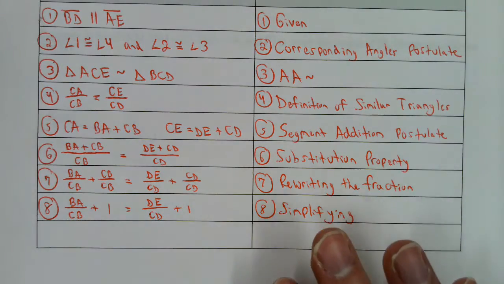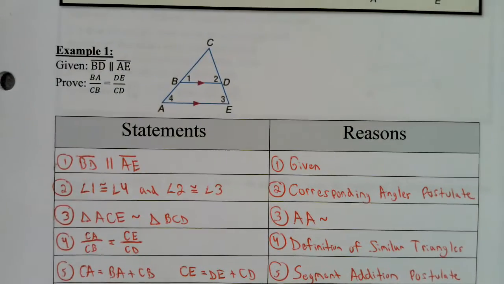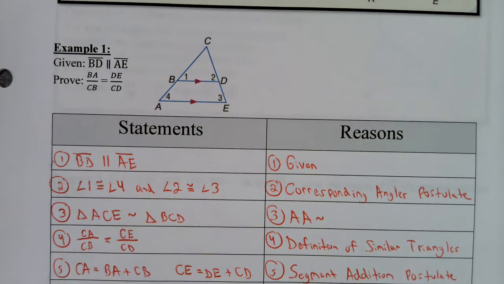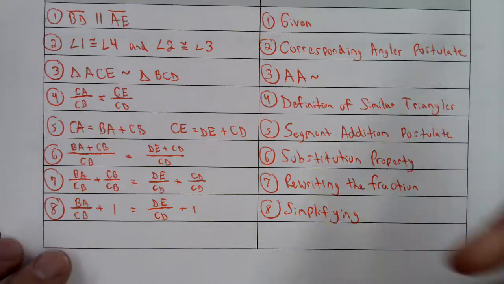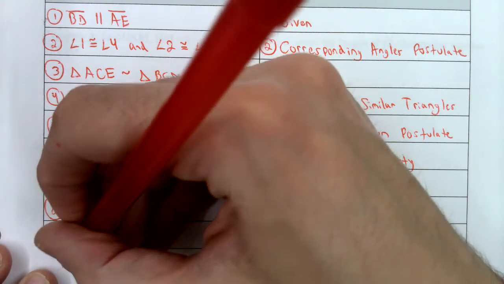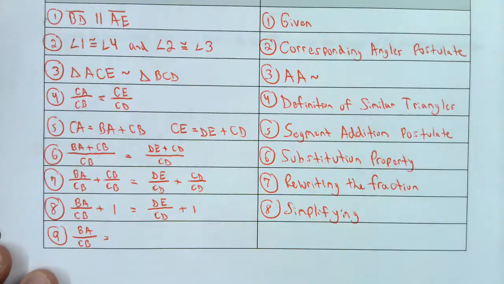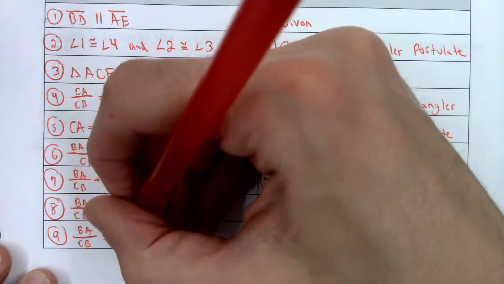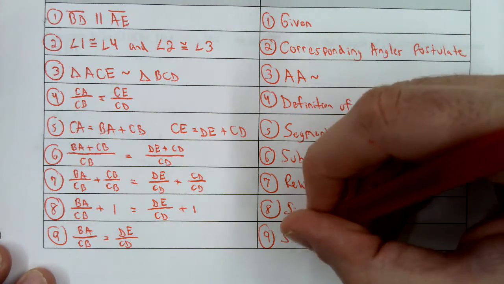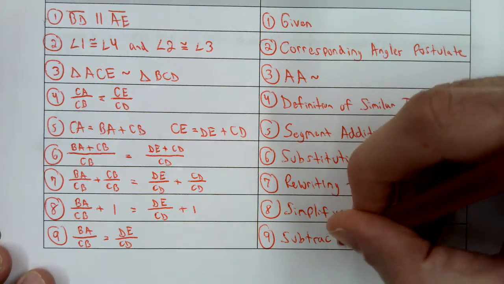Now, if you think back to what you had to prove, BA over CB equals DE over CD, we have arrived at that point for step 9, finally. BA over CB equals DE over CD. And that is called the subtraction property of equality.